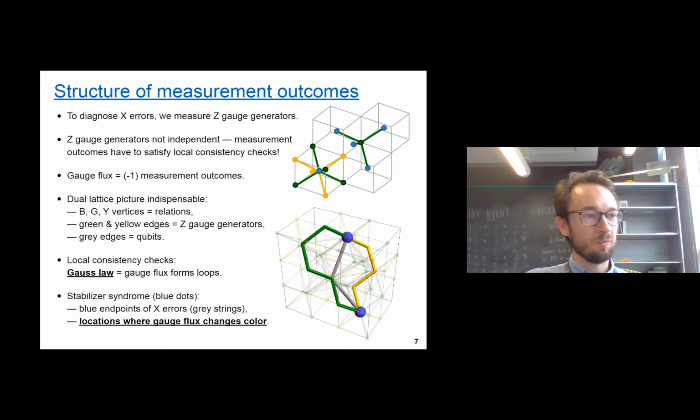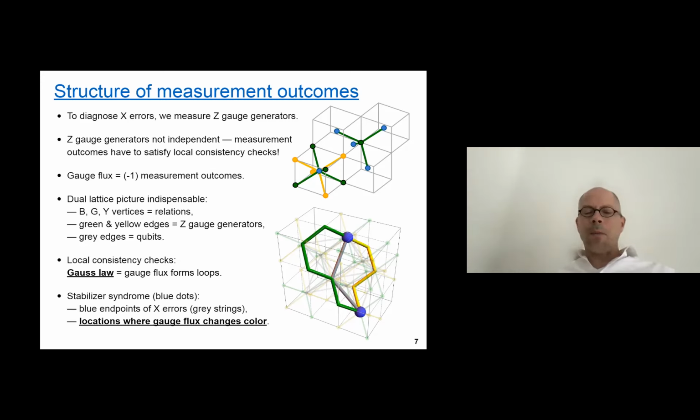So the reason we introduce these colors is because you will get a non-trivial stabilizer. A stabilizer is unsatisfied if the gauge flux at this vertex changes color.